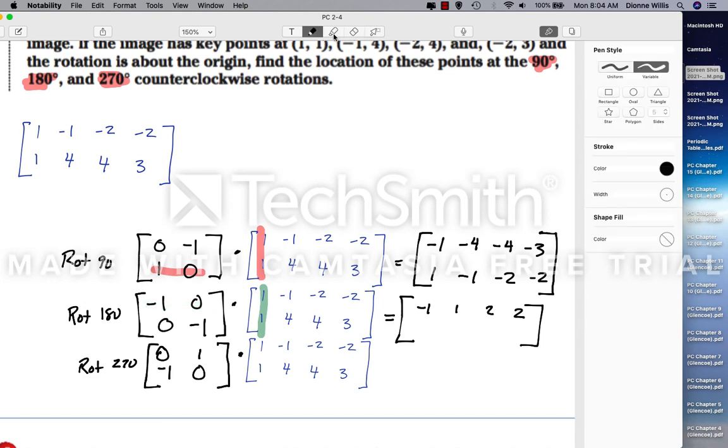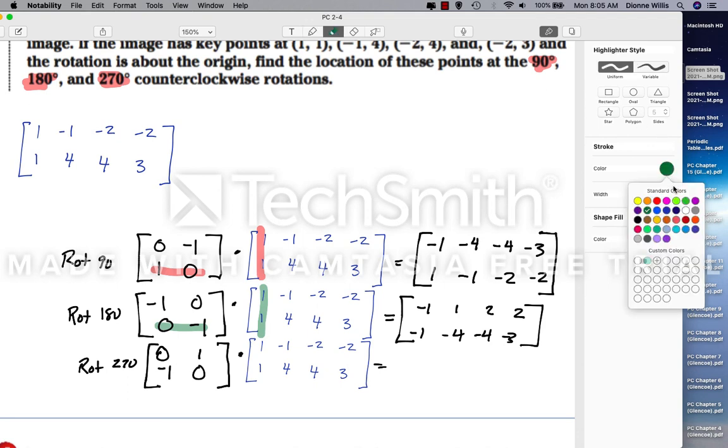And then let's see what's happening now with my y values. So what I'm going to do is multiply 0 times the x value, but then I'm going to multiply a negative times the y value. So you see what happened? We changed the sign of all the y values. So instead of having 1, 4, 4, 3, we're going to have a -1, a -4, a -4, and a -3.